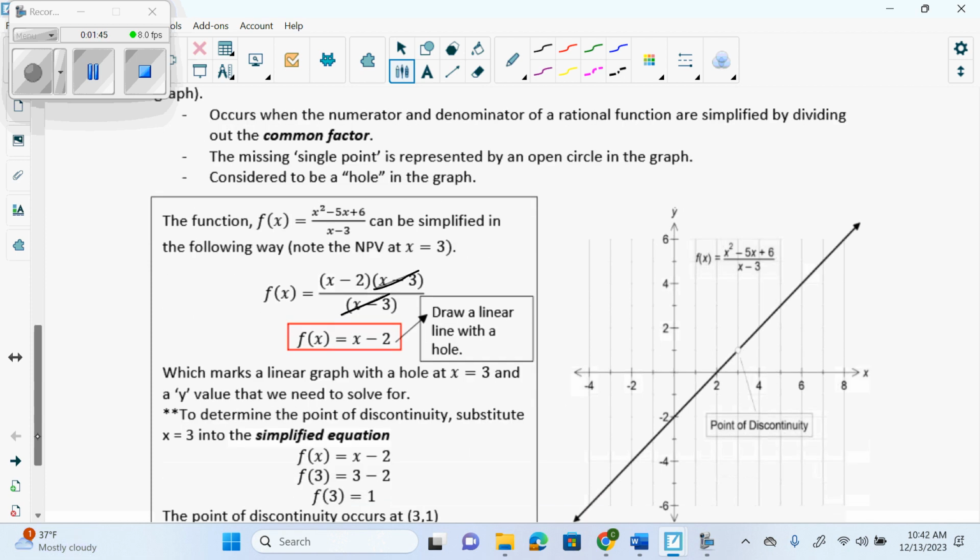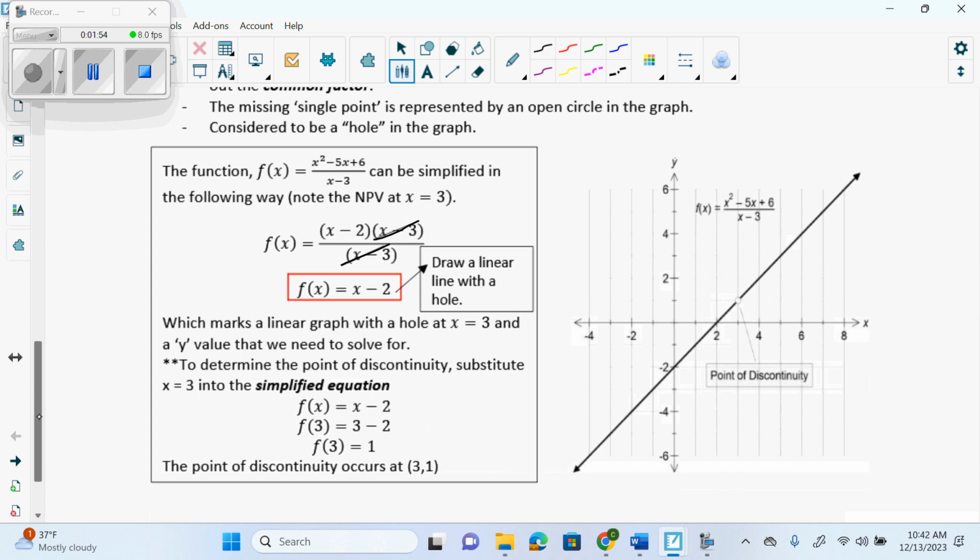Well, we know it's at x equals 3, because that would be the non-permissible value, right? How do I get the y? I just plug it into the simplified form. So after I canceled it off, I was left with f of x equals x minus 2. So I do f of 3 equals 3 minus 2, f of 3 equals 1, so I know my open dot's at (3, 1). I just plug it into the reduced equation.